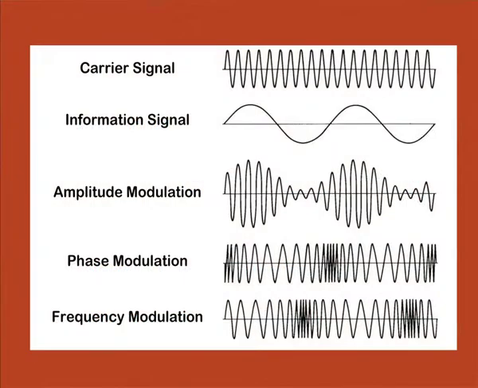In the next slide, you can see an example of these three modulation techniques, where the first figure is a sinusoidal carrier, the second waveform is the information signal, and the third waveform is the amplitude modulated carrier, where we can see that the amplitude of the carrier signal is varying with the amplitude of the information signal.